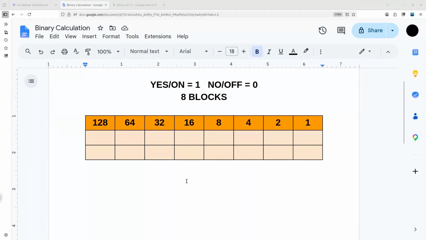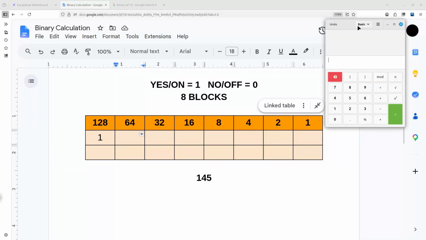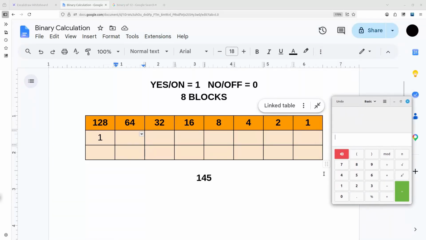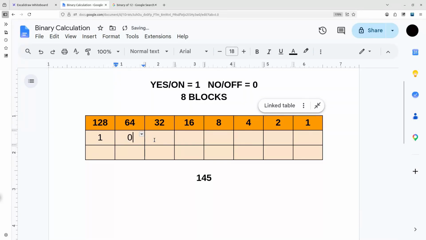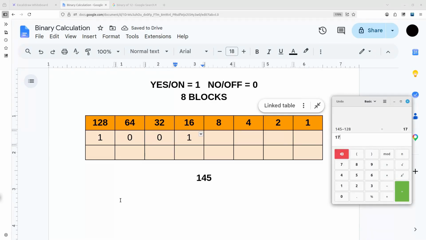Now let's look at a slightly complex number, that is 145. Okay? So in that 128 will be needed. Yes. Now let's open up a calculator. Yeah, you see this? 145 minus 128 will be 17. Okay? So now this is the remainder of 17. We do not need 64. It's larger than 17. 32 larger than 17. 16 is smaller than 17. This will be useful. You see this?